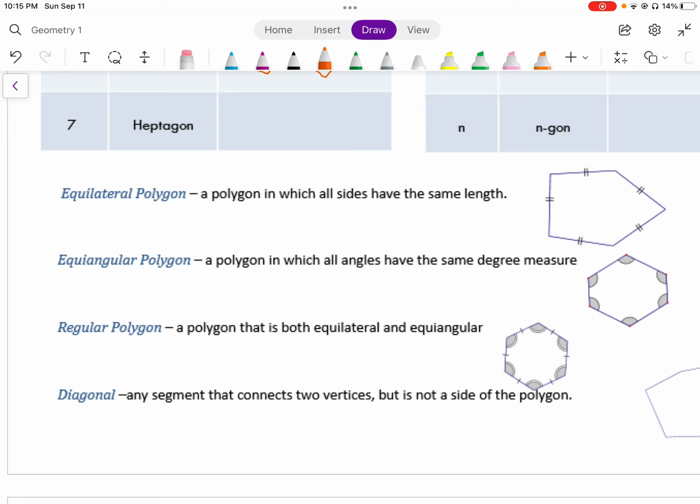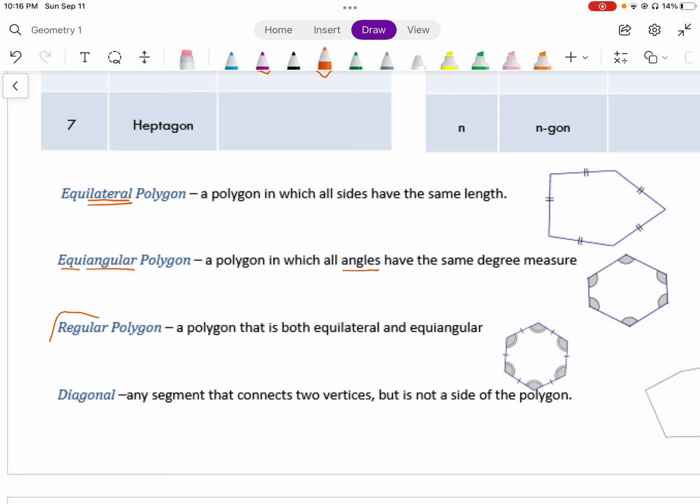Okay, some special polygons. An equilateral. Lateral means side. Equilateral means a polygon in which all sides have the same length. You notice in that one, they're all marked with the 2 tick marks. So that is an equilateral polygon. Next one is equiangular. So a polygon in which all angles have the same degree measure. Notice in this, what is this, a hexagon? All the angles are marked with this simple gray arc, so that all those angles are equal. So that's equiangular.